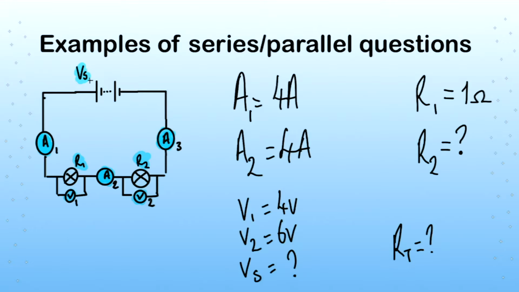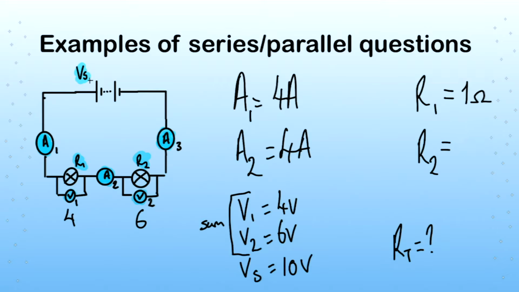The rule that we know for voltage is that the volts in a series circuit are shared between each component, and if we sum those up, we should get the total, which is the supply. So the volts of 4 plus the volts of 6 should be 10 volts. We can also do the same with resistance.